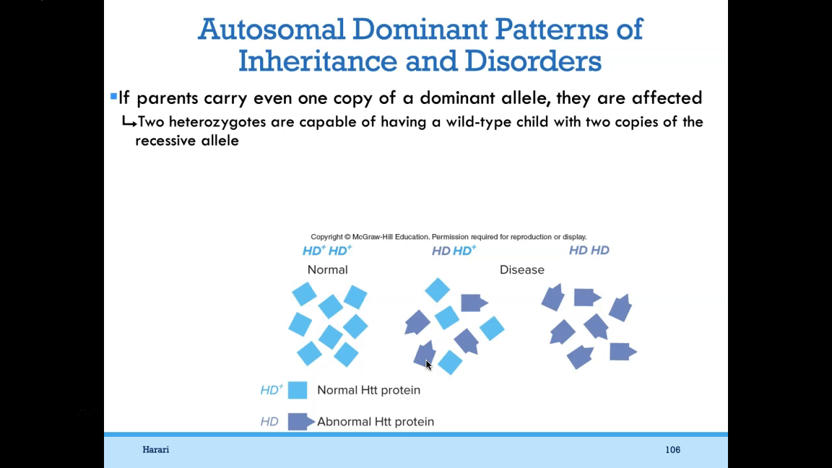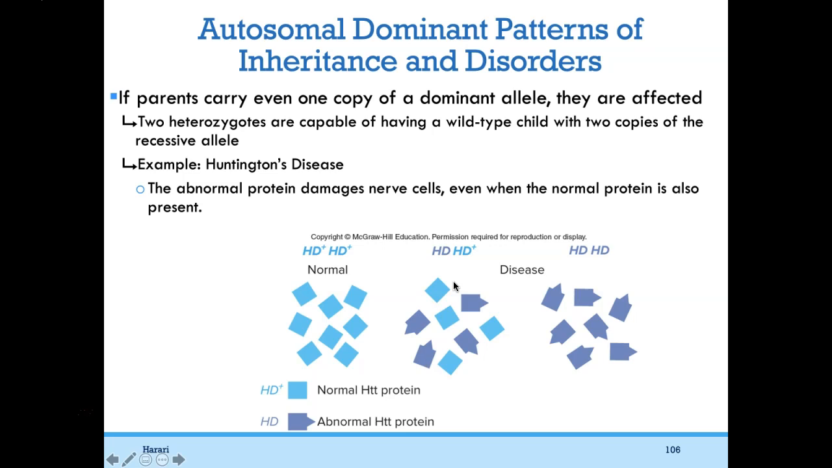So what this means is that two heterozygotes are capable of having a wild-type child with two copies of the recessive allele, which means that child could be healthy. So in Huntington's disease, what we see is that there's a protein that gets misfolded. And when that protein gets misfolded, it starts clumping up and damaging nerve cells. Having even one version of the clumped protein is enough to cause the same amount of damage.